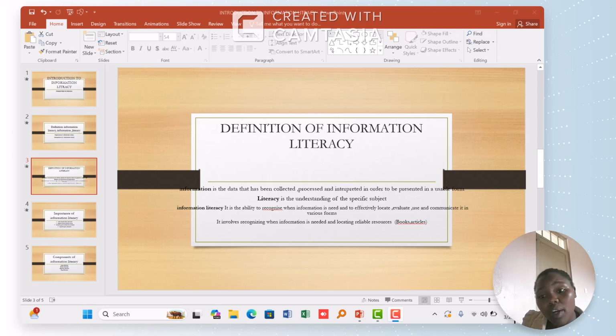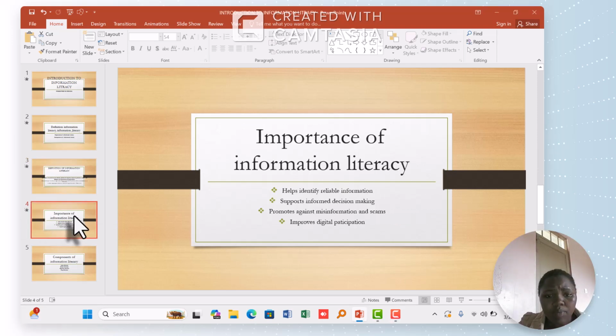So we have here our examples: the books, the articles, and many others. Next we are going to see the importance of information literacy. Why should someone know or learn information literacy? We will see that it helps us to identify reliable information, to understand the information someone is getting, and it helps you to know how important it is.